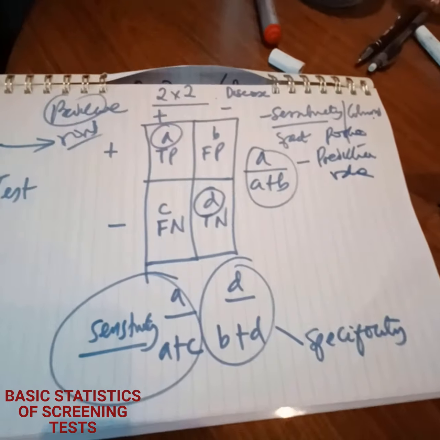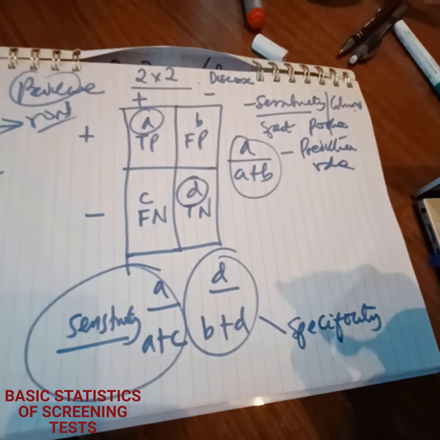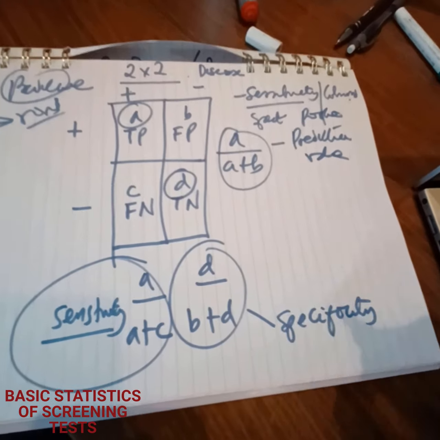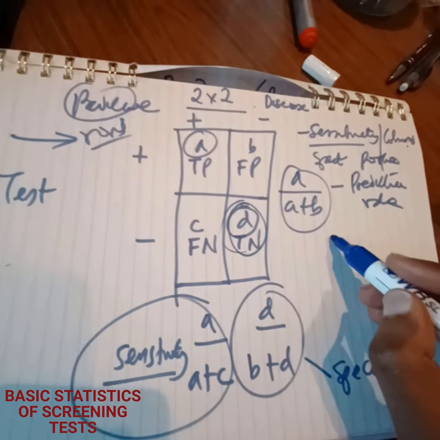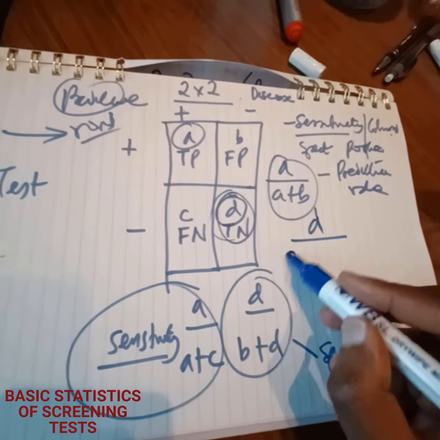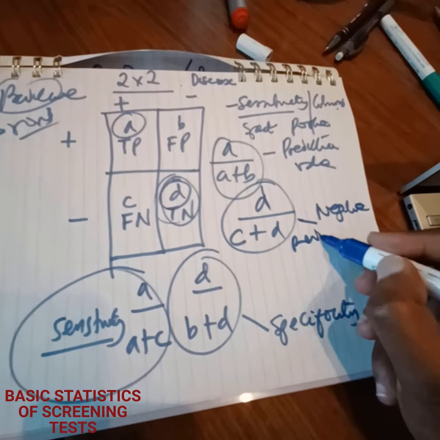Now, what is left is the negative predictive value. Remember, it's the proportion of those that do not actually have the disease out of all of those that tested negative for the test. Therefore, you would need to use this. So it's going to be D all over C plus D. So this is the formula for the negative predictive value.